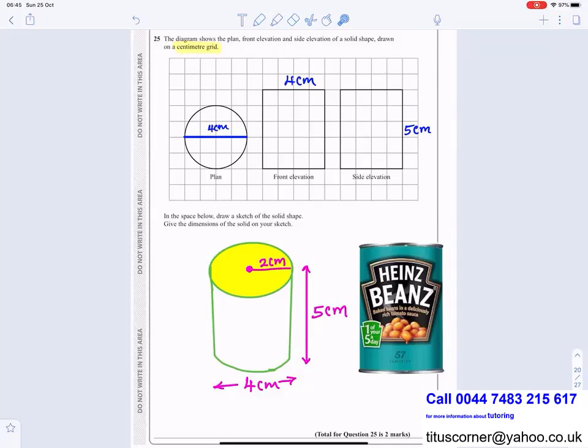So you can imagine a cylinder like a tin of beans. A cylindrical tin, the top is round like a circle. The bottom is round. So when you look from the top, you see that circle. When you look from the front, you will see this rectangular part. And when you look from the side, you will also see a rectangle.